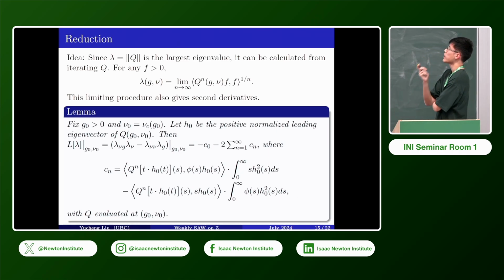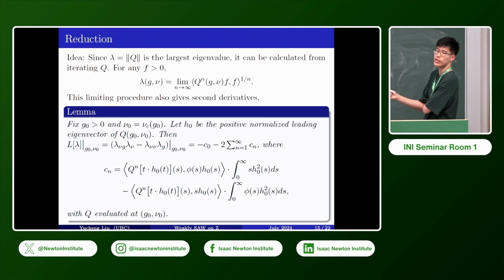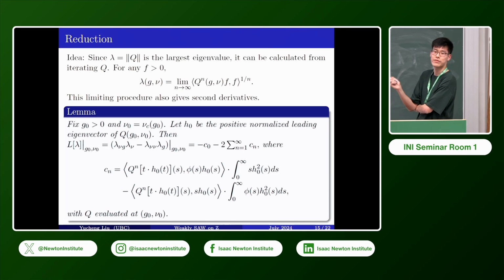So using this lemma, remember, what we want to show is that the L of lambda is negative. So what we do is that we will prove C naught to be strictly positive, so this term is strictly negative. And we will prove every one of Cn is weakly positive, so this term is weakly negative. And when we sum them up, I get some negative thing.